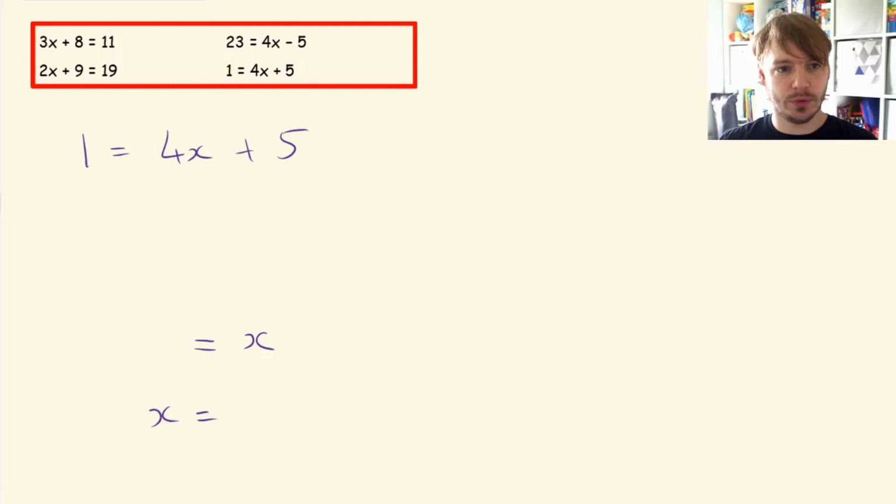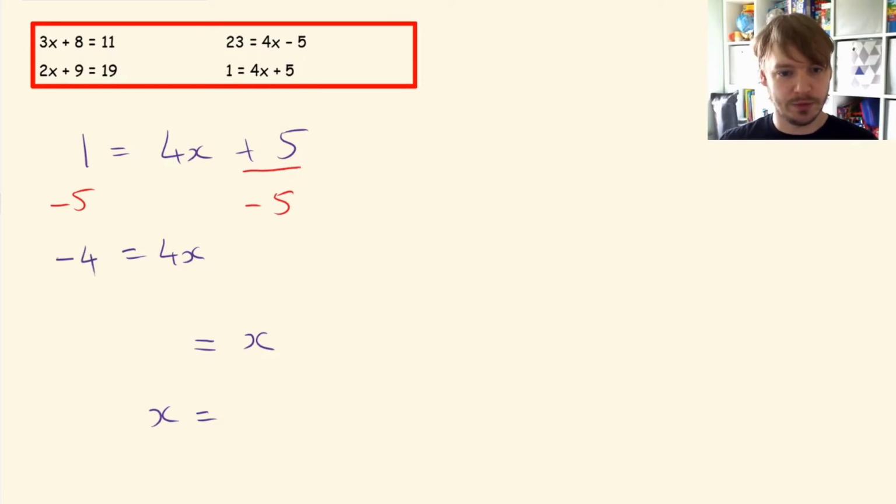So what do I want to do first? I want to try and get this x on its own. So let's get rid of this 5. So subtract 5. And again, if I do it on the right-hand side, I've got to subtract it on the left-hand side as well. So I've got 4x left over here. 1 subtract 5 is negative 4. And that's fine, no problem.